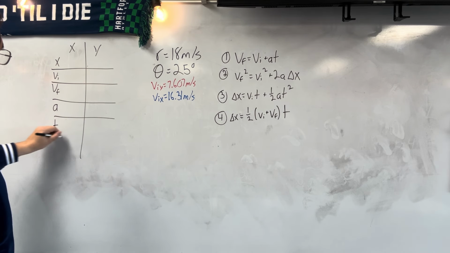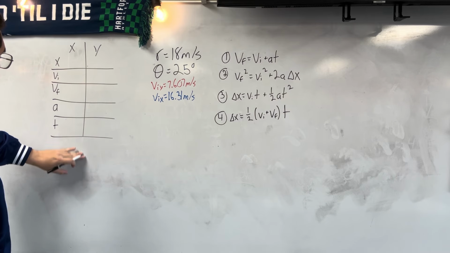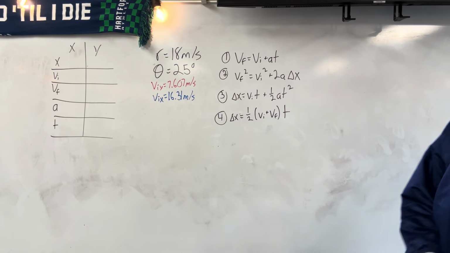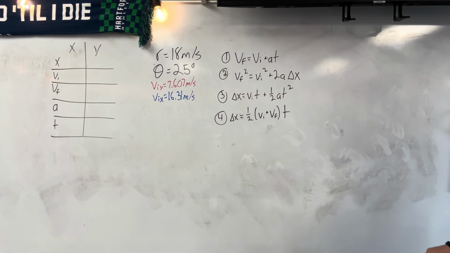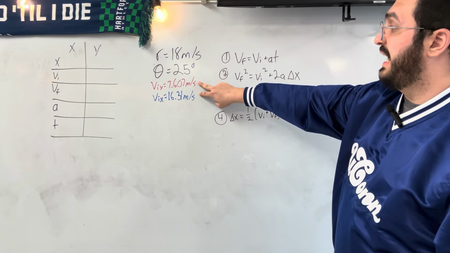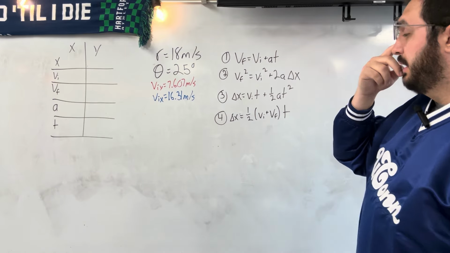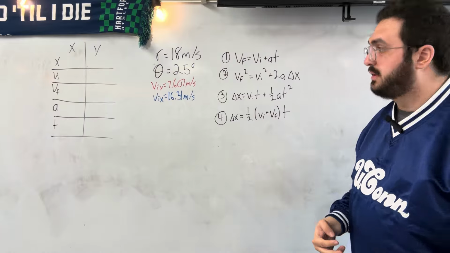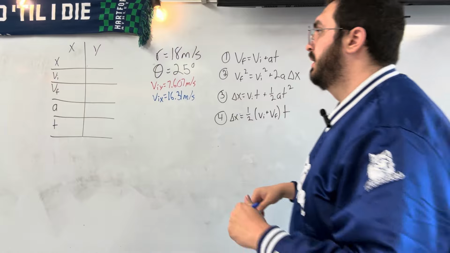I make this whole table just to make myself a little bit more neat, a little bit more organized, because this math can get kind of messy kind of quickly. So, already I can fill in both my VIY and VIX because I calculated those values. But what I can also do is start to assume some of these values. So, let's start off with X.